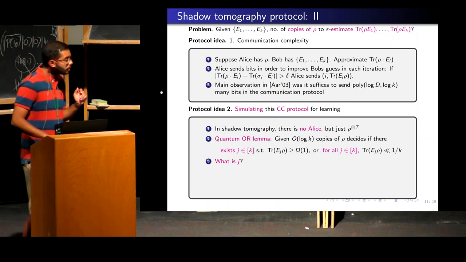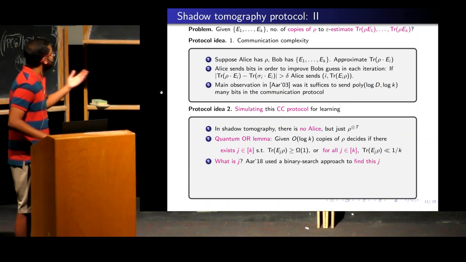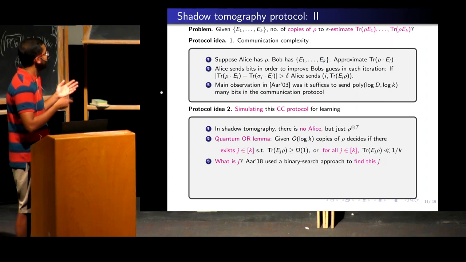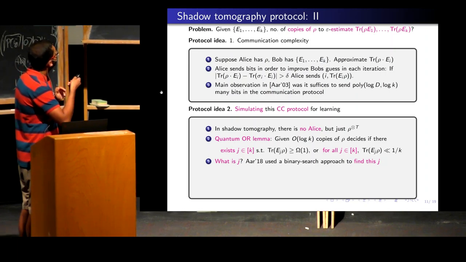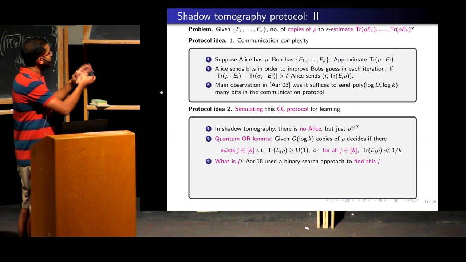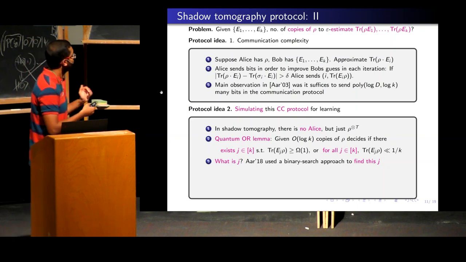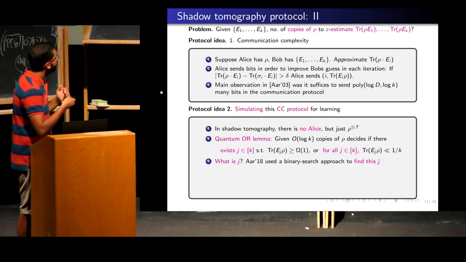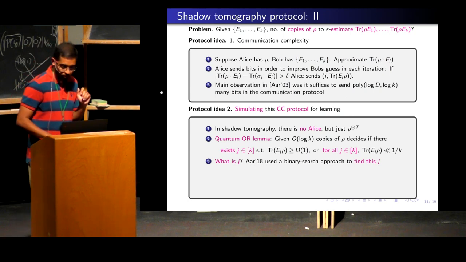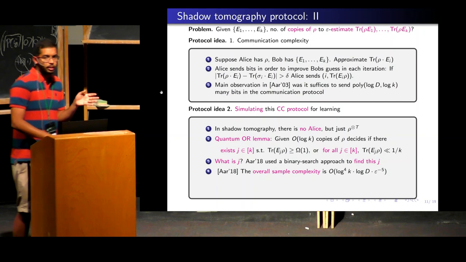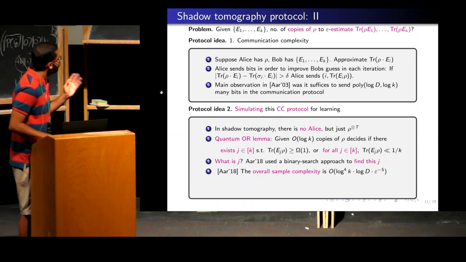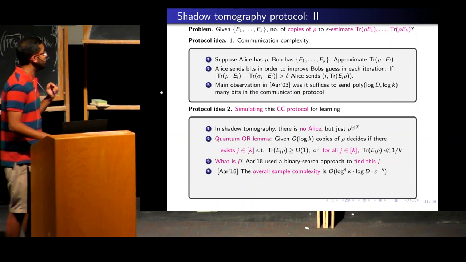That is unclear. And for this, Aaronson fixes this by saying I can do a binary search. I group this into k over 2 POVMs, and then I repeat this log k many times. So using poly log k, somehow he can find a j for which trace of Ej times rho is large. And the overall sample complexity he gets is log to the 4 k times log d divided by epsilon to the 5.